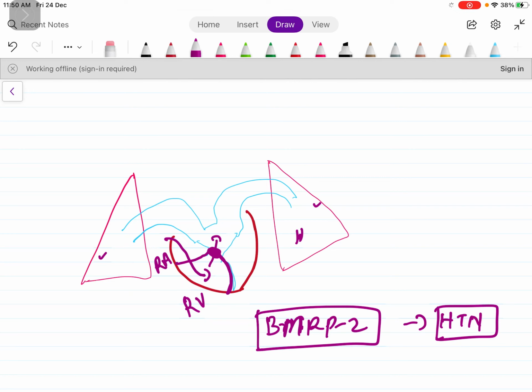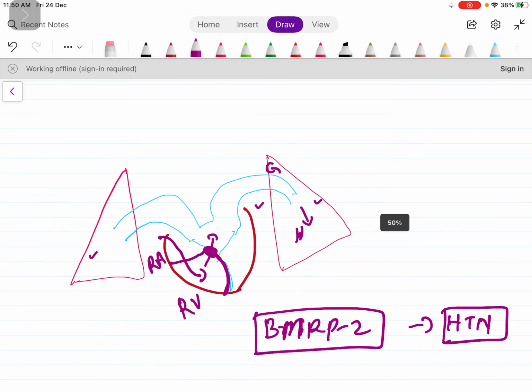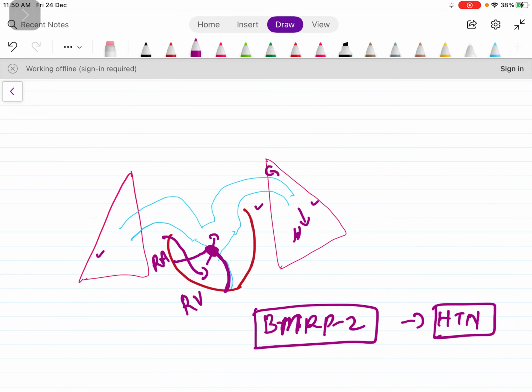So because of this hypertension, the blood will not be able to move forward. So there will be a buildup of back pressure. Back pressure will build on the pulmonary artery, then ultimately the right ventricle, then the right atrium, then this back pressure will also be seen at the hepatic level because of tricuspid regurgitation.